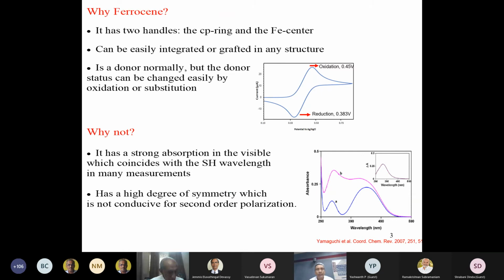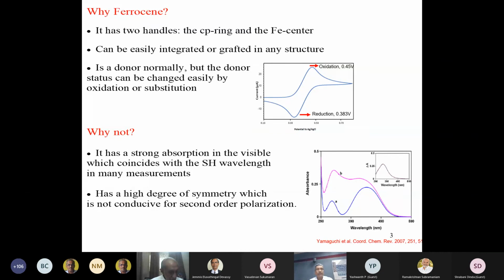So we were wondering, both me and Professor Samuelson, what kind of molecules one would try. So we decided to try ferrocene. Now, why ferrocene? Because ferrocene is an interesting organometallic molecule, but it has two handles, the cyclopentadiene ring and the iron center. And this can be easily integrated or grafted in any structure, either through the cyclopentadiene ring or by coordinating to the iron center.